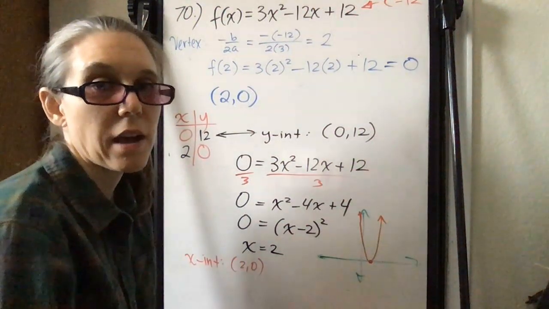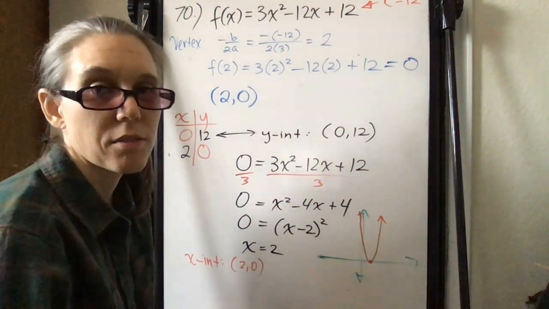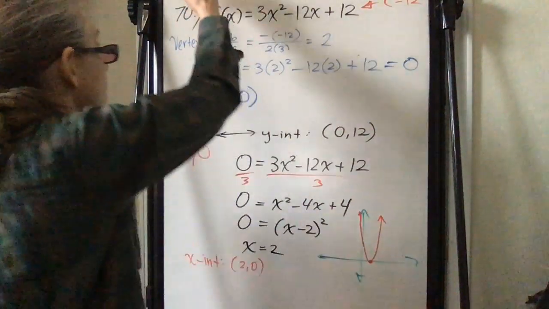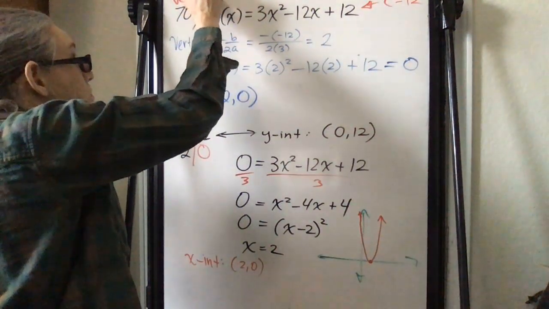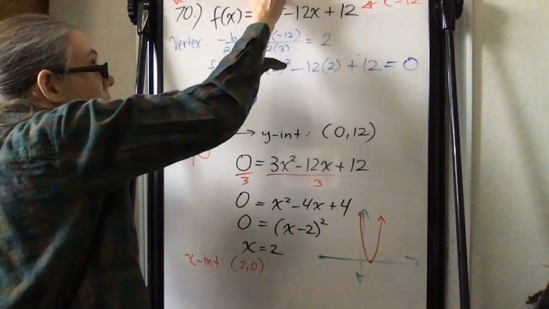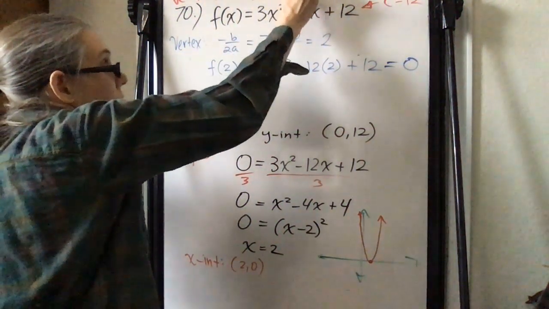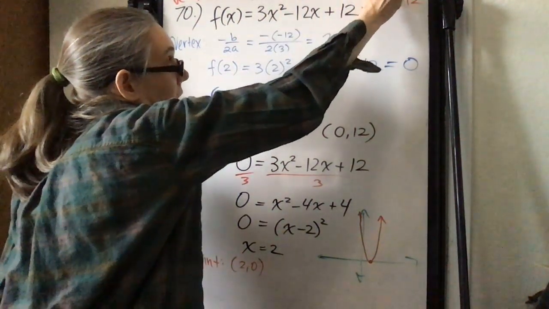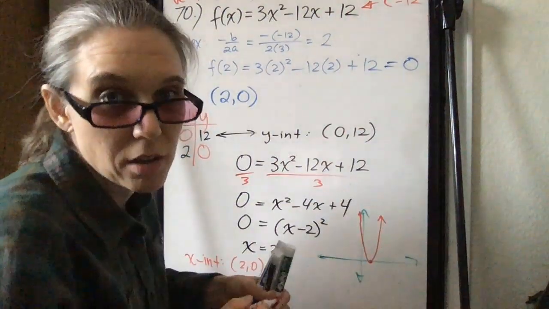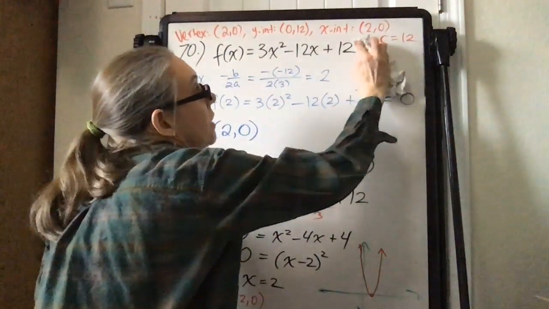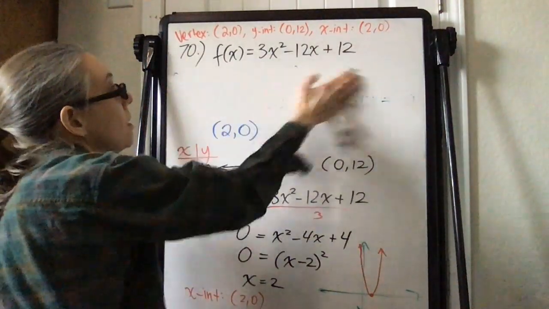Okay, so now that we have the vertex and the y-intercept, I'm going to go ahead and write that information up here. The vertex is at 2, 0. The y-intercept is at 0, 12. And the x-intercept is at 2, 0. I'm writing that all up here at the top because I need to erase and graph.